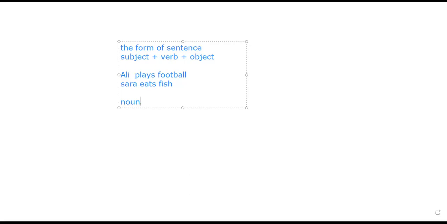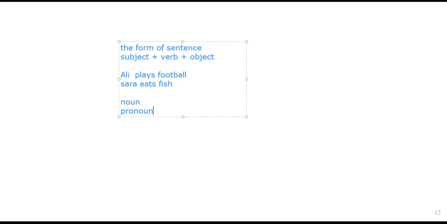Okay, thank you, Mariam. The form of a sentence will be subject plus verb plus object. Firstly, we should know the subject will be supplied in two parts, noun and pronoun. A noun will be places, persons, animals, cities. All of these are nouns. كل دي أسماء, whether animals أسماء حيوانات, things أشياء, persons أشخاص like علي, أحمد, سلمى, places أماكن. All of these are nouns.